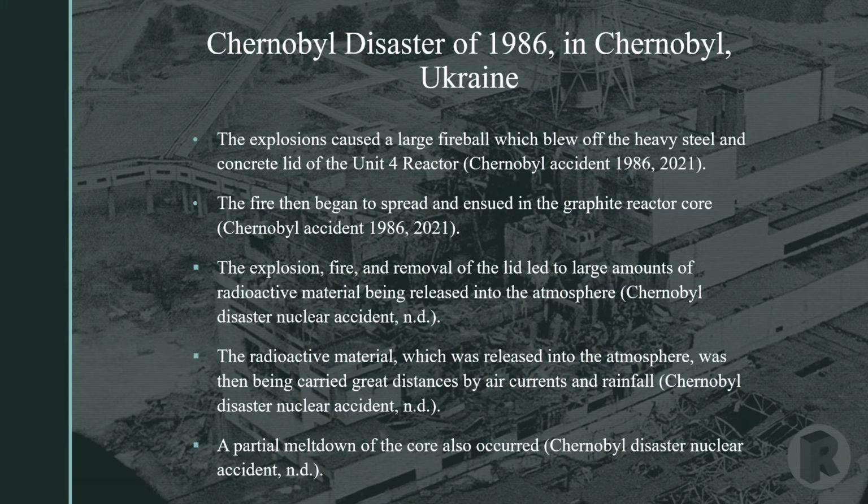The explosions caused a large fireball which blew the heavy steel and concrete lid off of the Unit 4 reactor. The fire then began to spread and ensued in the graphite reactor core. The explosion, the fire, and the removal of the lid led to a large amount of radioactive material being released into the atmosphere. The radioactive material was then carried great distances by air currents and rainfall. A partial meltdown of the core also occurred from the radioactive material.